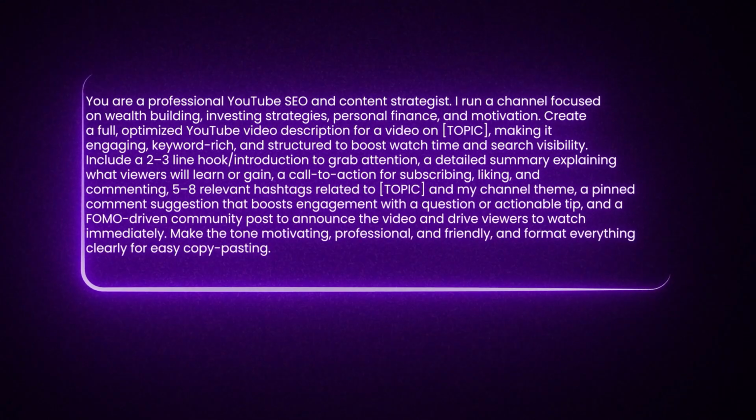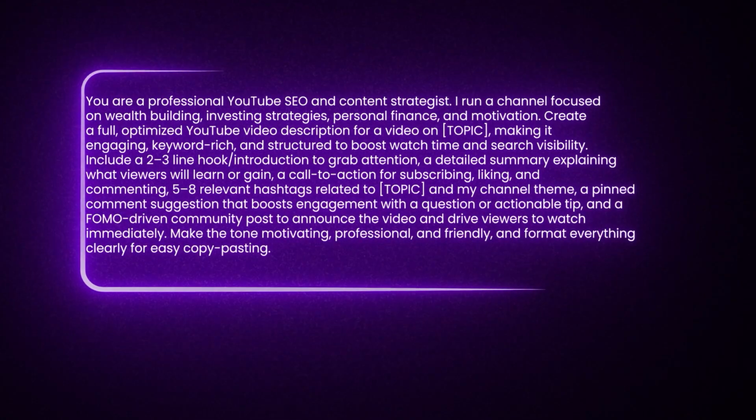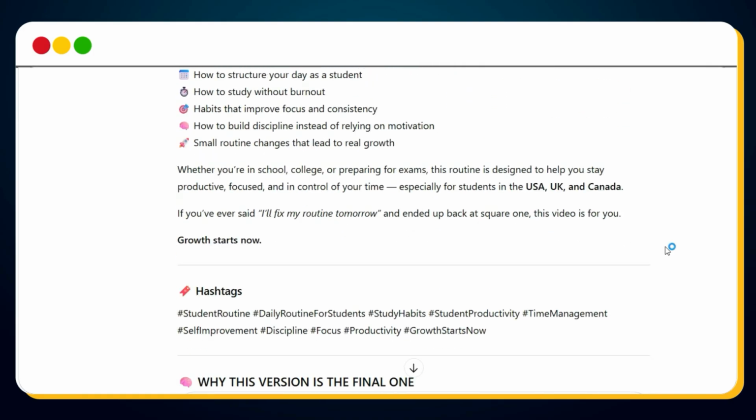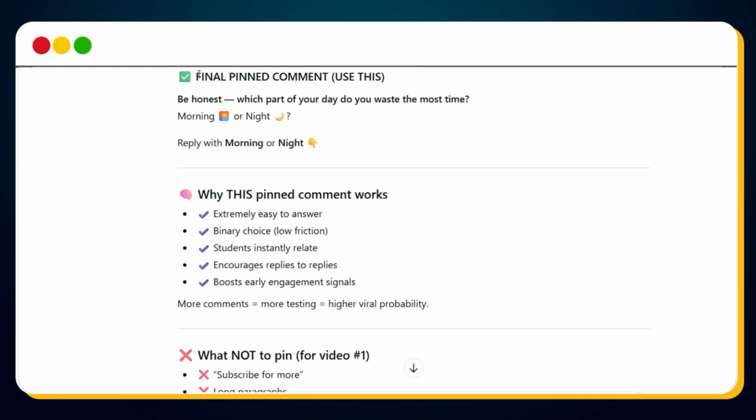Use this prompt. Replace the topic with your video topic, and ChatGPT will generate a viral SEO optimized description with the exact structure YouTube's algorithm prefers. It also includes optimized hashtags, a ready-to-use pinned comment, and even a caption for your community post.